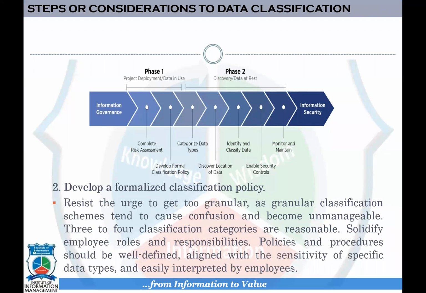Also, you can develop a formalized document classification or information classification policy. You have to resist the urge to get too granular because then you are having about 20-something classifications of your documents, and this is now confusing, and it has defeated the objective of classifying your data. So it tends to cause confusion and become unmanageable over time. And so 3 or 4 classification categories are reasonable.